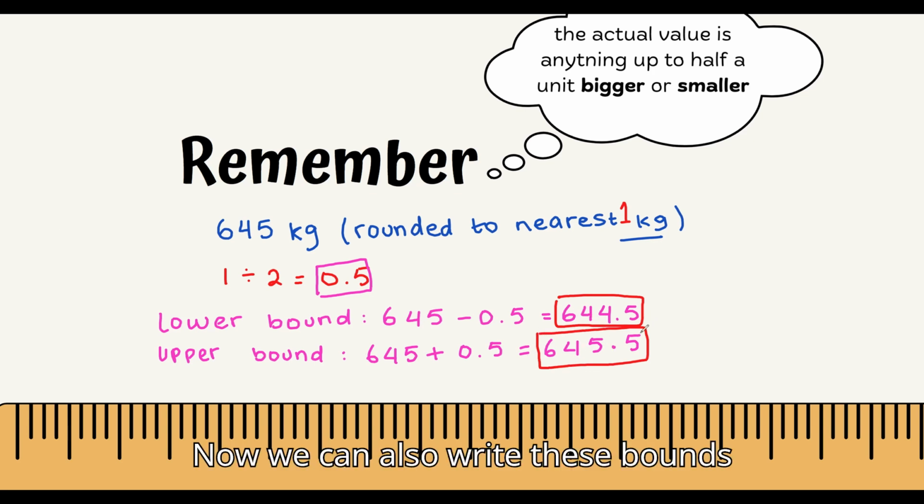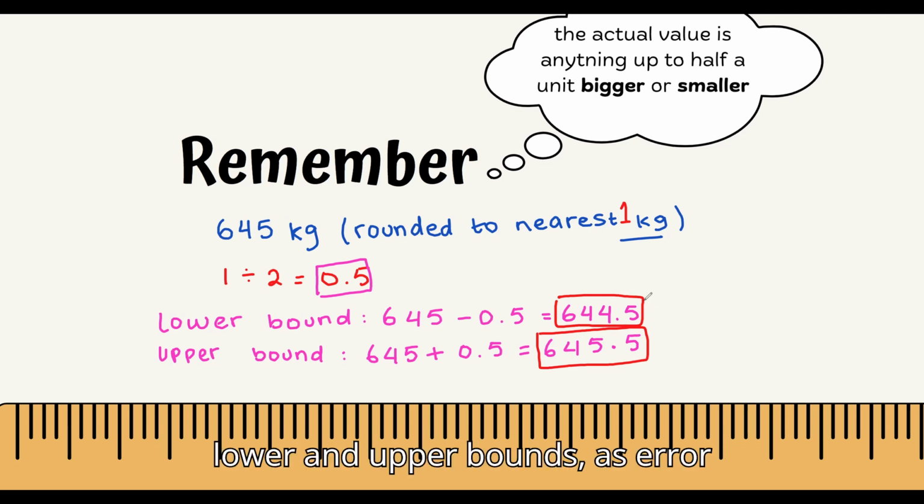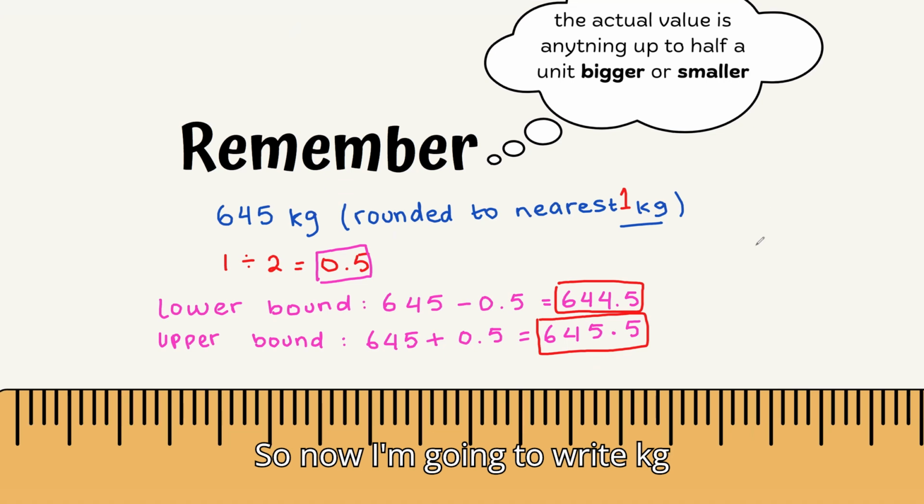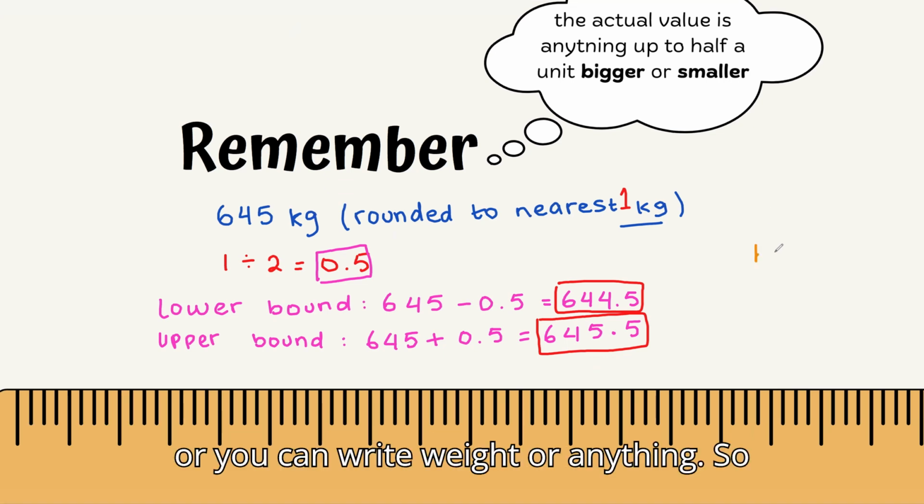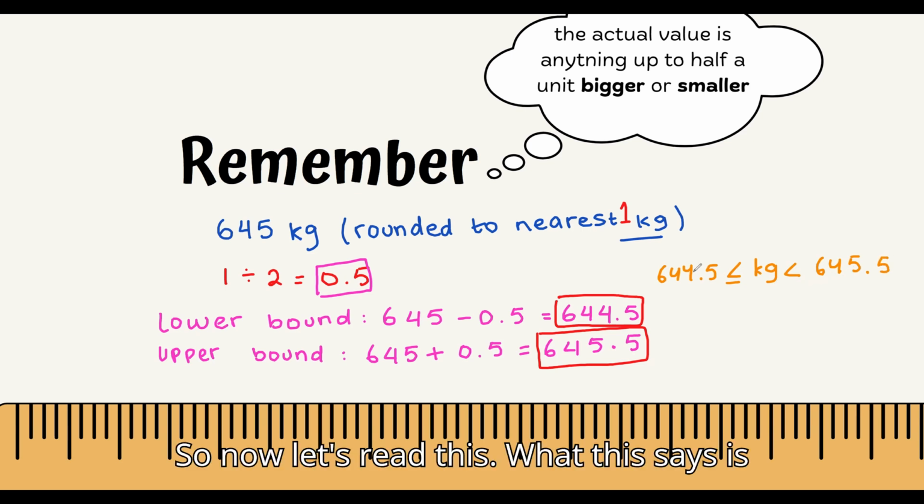Now we can also write these bounds as error intervals. So now I'm going to show you how you can write the lower and upper bounds as error intervals. I'm going to write kg, or you can write weight or anything. So I'm writing kg is greater than or equal to the lower bound, 644.5, and less than the upper bound, which is 645.5.